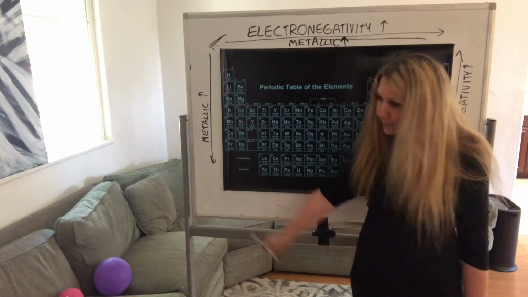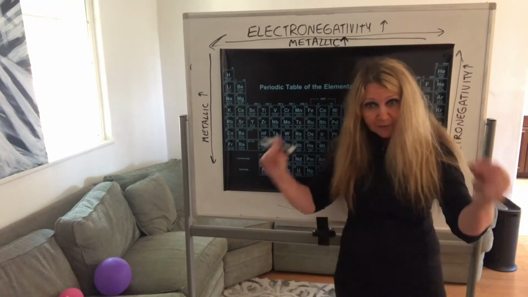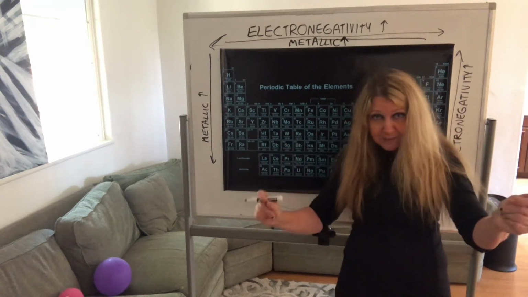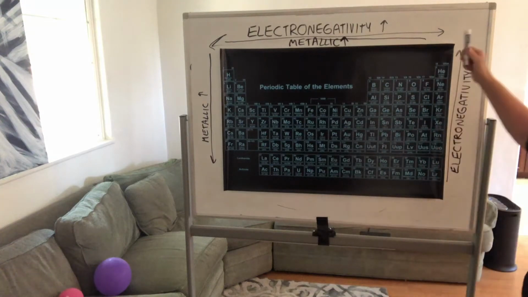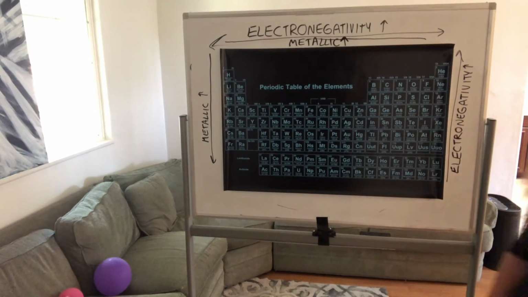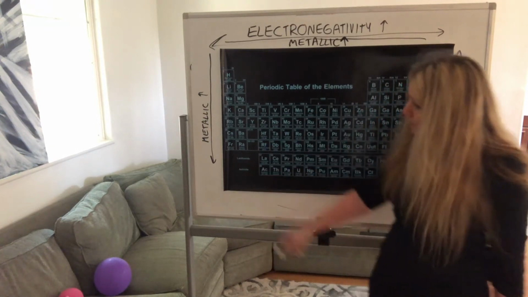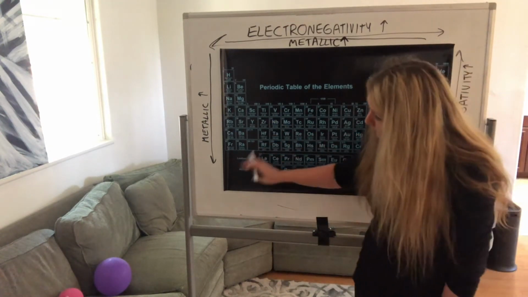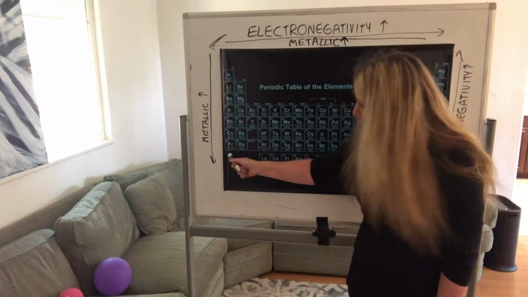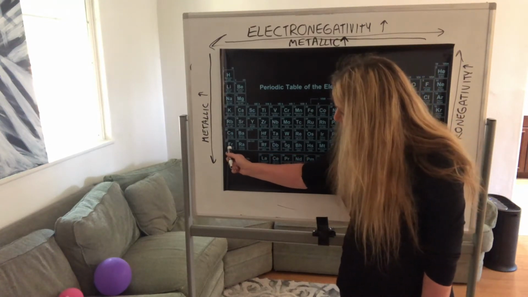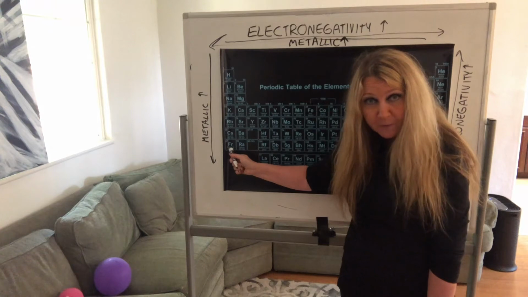So it's going to give up its electrons. It's going to be an excellent conductor of electricity and heat. So these are really opposite. Electronegativity, metallicness, the metalheads, Metallica over here. Free. This is actually for Francium, but think of them as free spirits. They're going to give up their electrons.